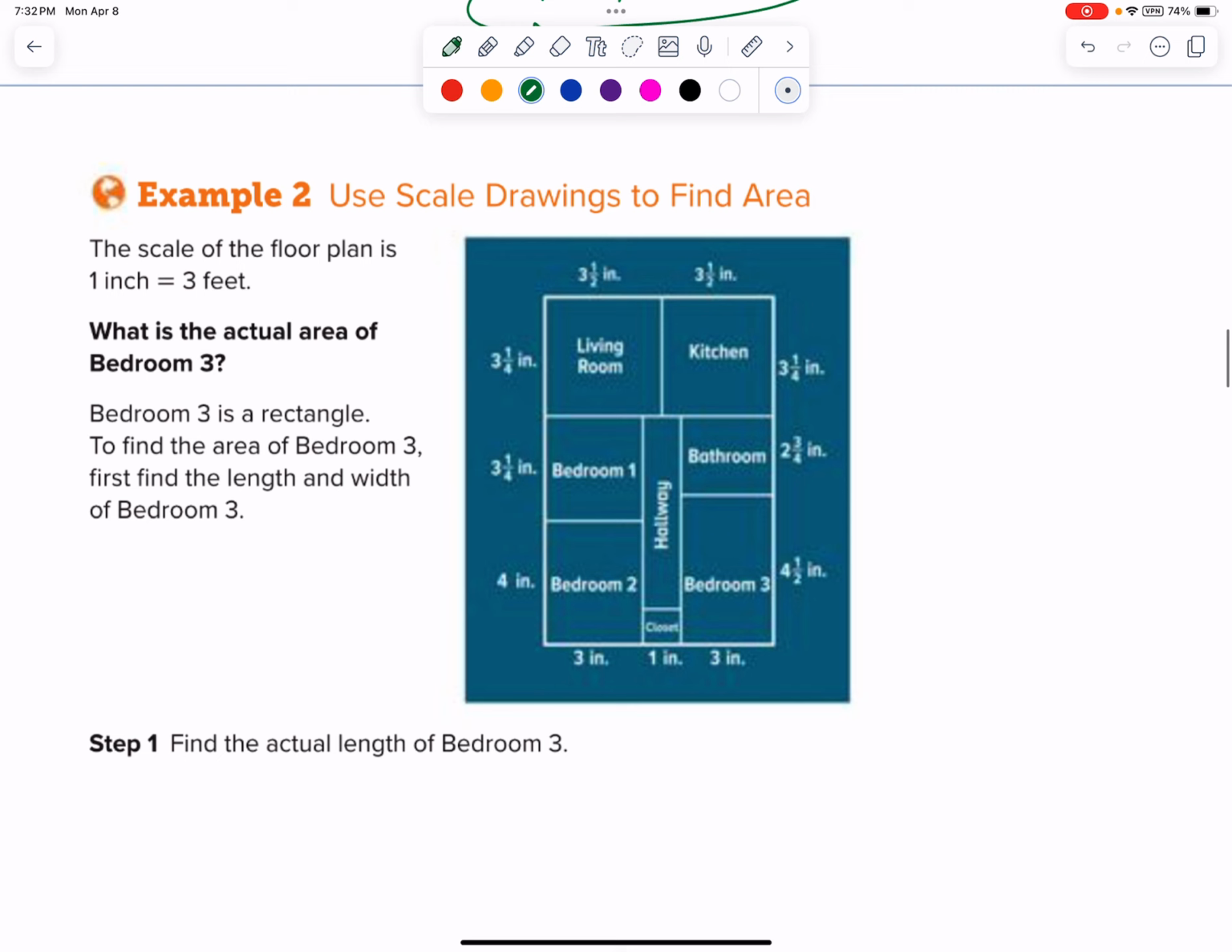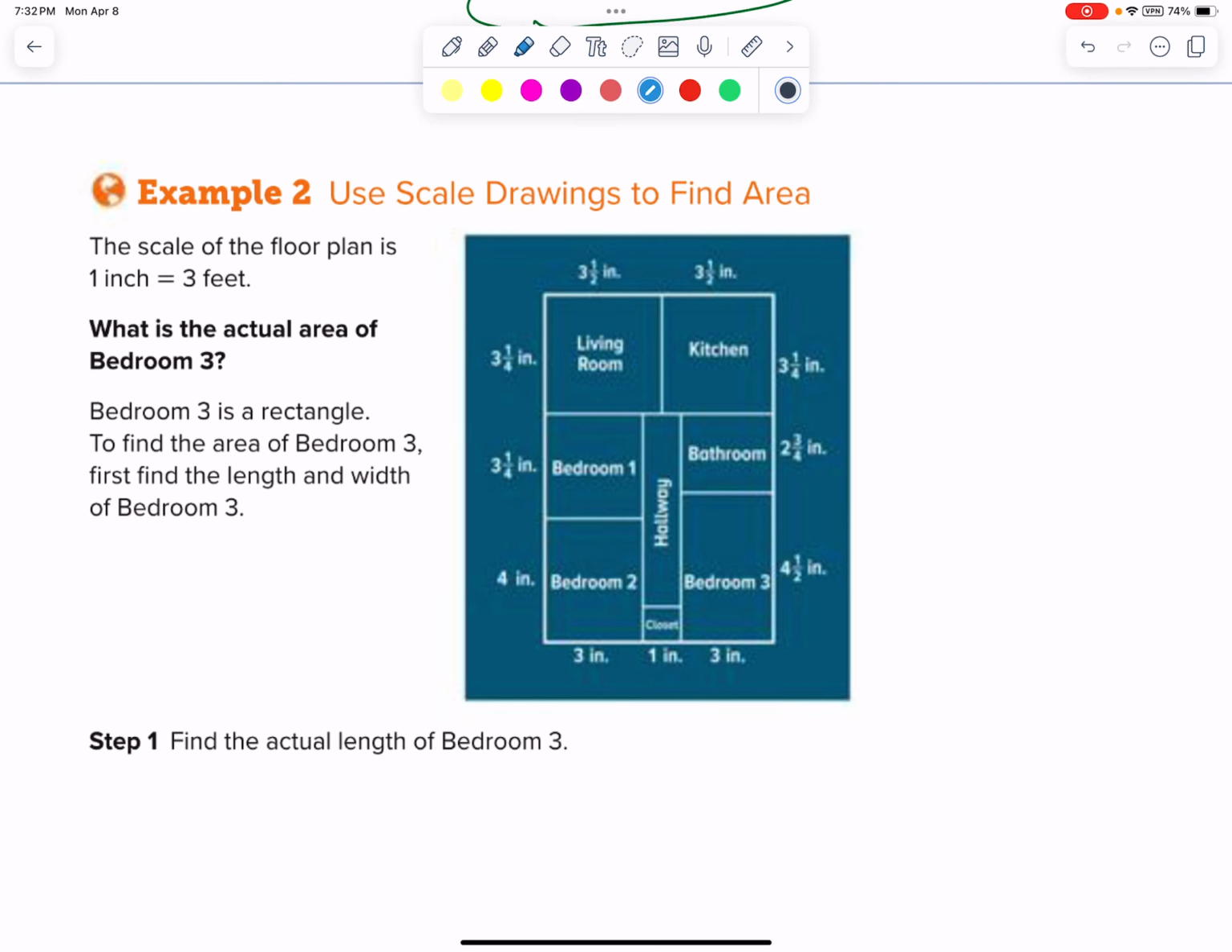All right, let's go ahead and go to example 2. Right away, I found the scale. 1 inch is 3 feet. What is the actual area of the bedroom? So we're looking at bedroom 3 here. There we go. So let's go ahead and find bedroom 3. So here it is here, our length and width. Okay, we have 4.5 inches and 3 inches.